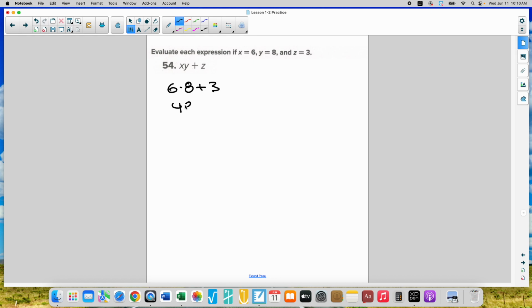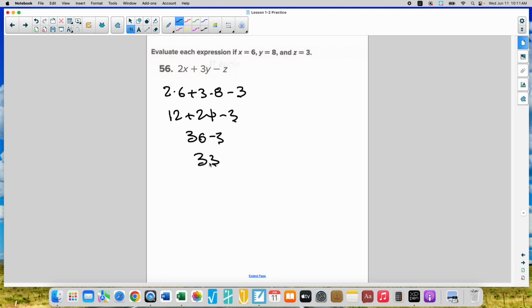6 times 8 is 48 plus 3 is 51. That was way too easy after all those other crazy ones. That was weird. Again, 8 times 3 minus 6. 24 minus 6 is 18. 2 times 6 plus 3 times 8 minus 3. We're going to do 12 plus 24 minus 3, which is 36 minus 3, which is 33.